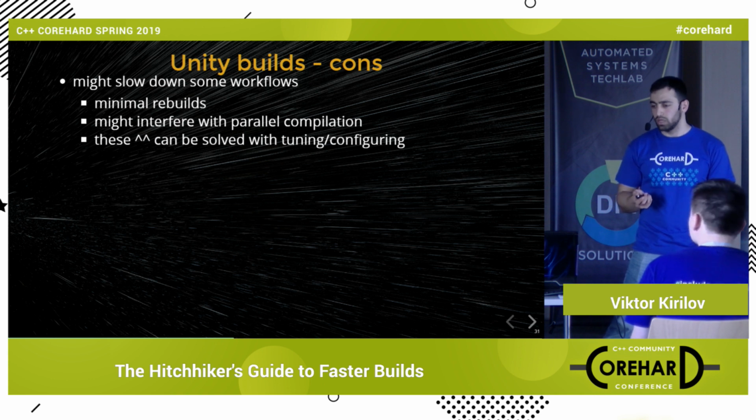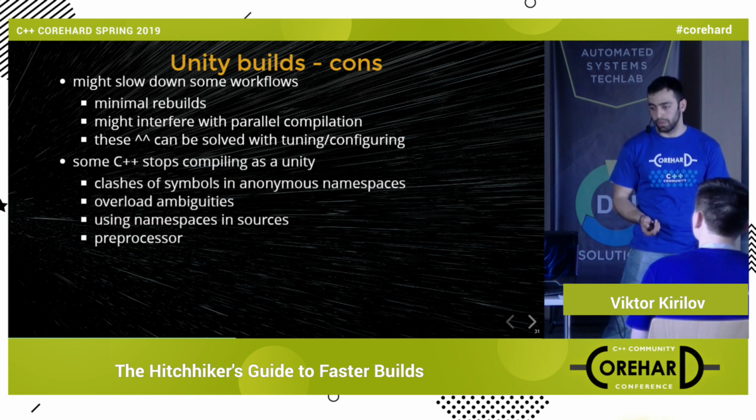And parallel builds, for example, if you have 100 source files and you compile them in a single Unity source file, then there's nothing to parallelize. So obviously you need to tune the system to your needs, so you could actually use all of your cores.